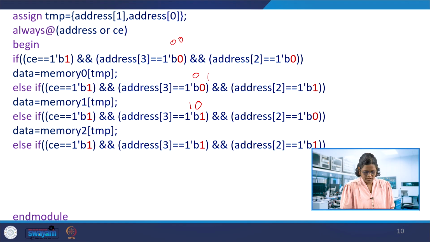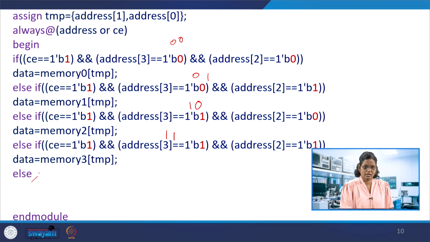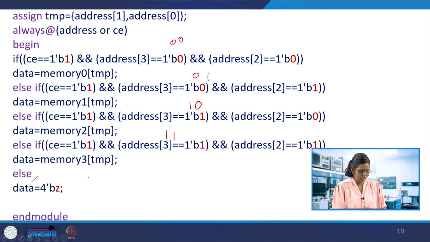Else if the condition, if condition 1, then data memory. If this is not satisfied, you have to have this else condition, then the 4-bit high impedance state. Both would work the same, but you need not write it in this fashion. This is the if else structure.